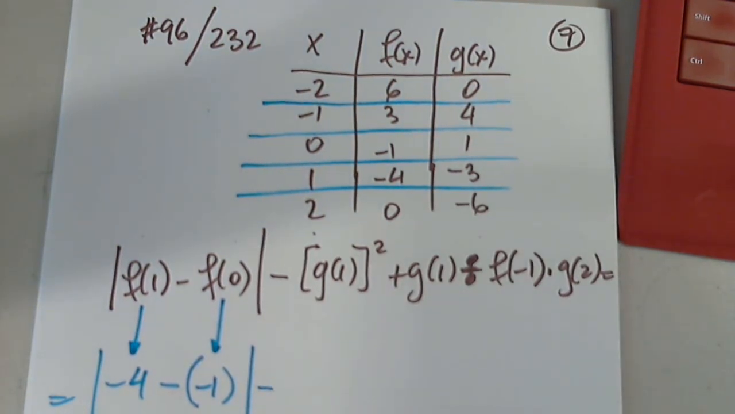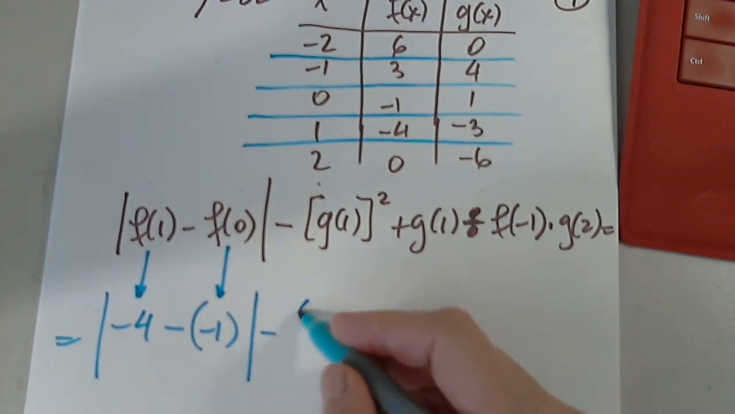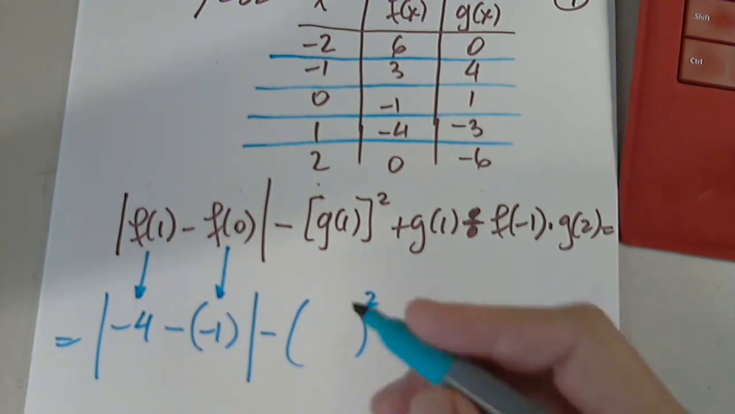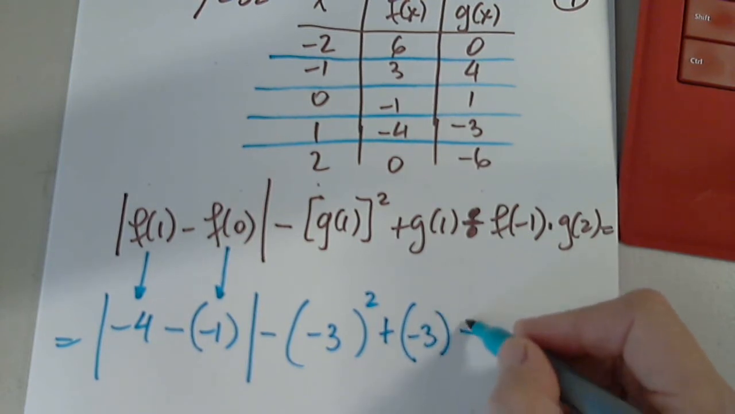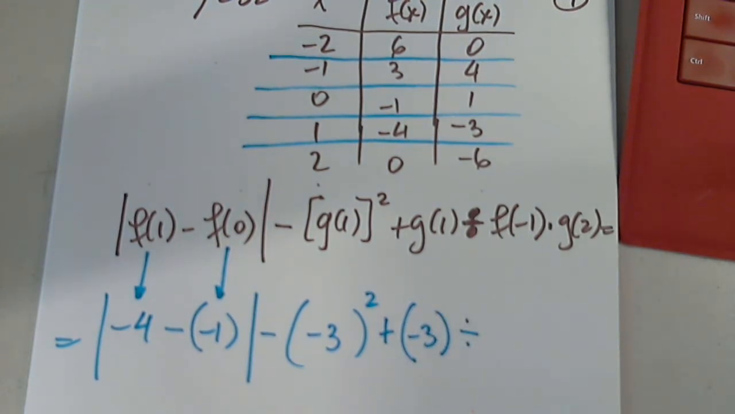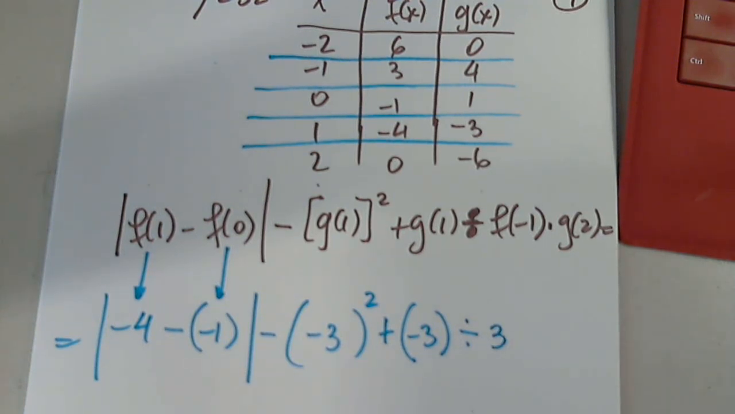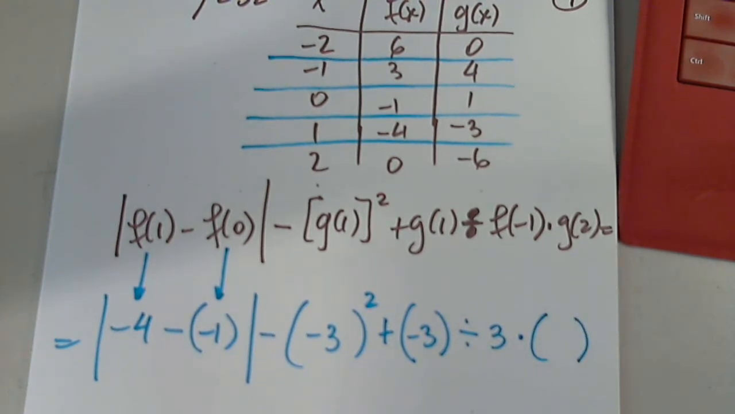Minus g of 1. G of 1, I have to put in parentheses and square it. How much is g of 1 from the table? -3. Excellent, thank you very much. And then I copy it again, also in parentheses. I copy the division symbol. Now f of -1 we need. 3. Very good, awesome. I don't need parentheses for 3. And then I have to multiply by g of 2. And because it's negative, I have to put in parentheses. Is that okay?